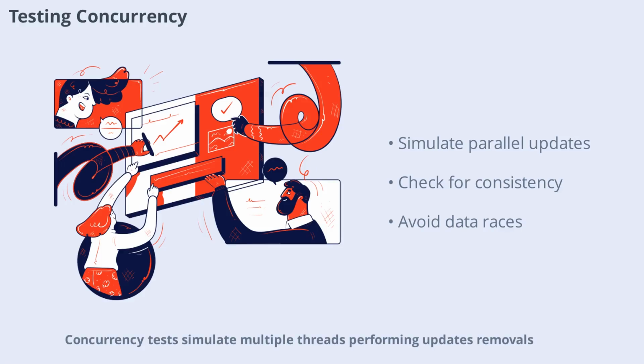Concurrency tests simulate multiple threads performing updates, removals, and queries at the same time. These tests help ensure that the locking mechanism works correctly and that the ranking remains consistent even under heavy parallel load. It's important to verify that no data races or deadlocks occur.